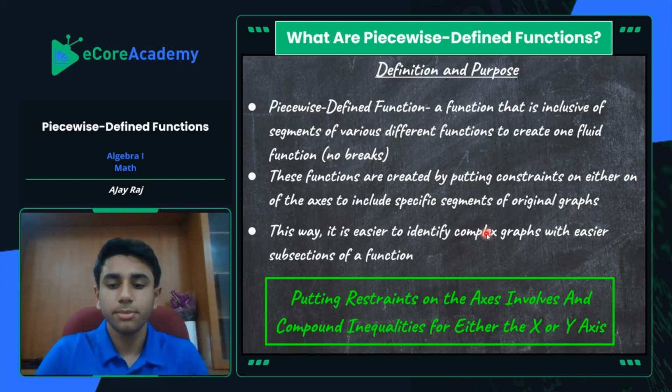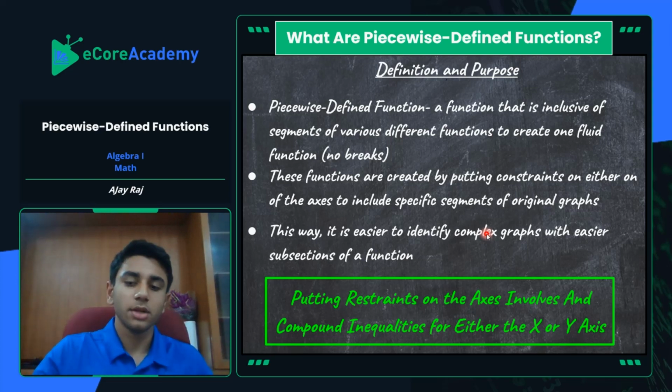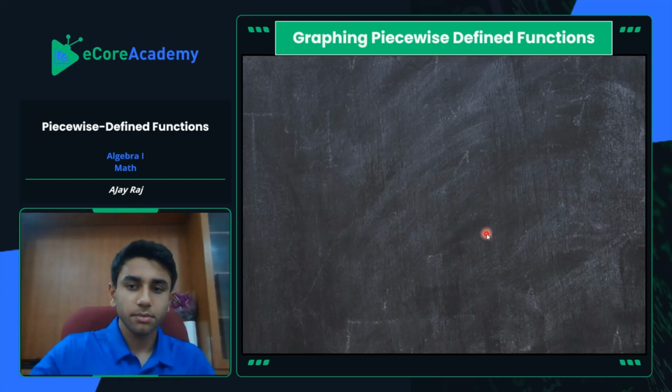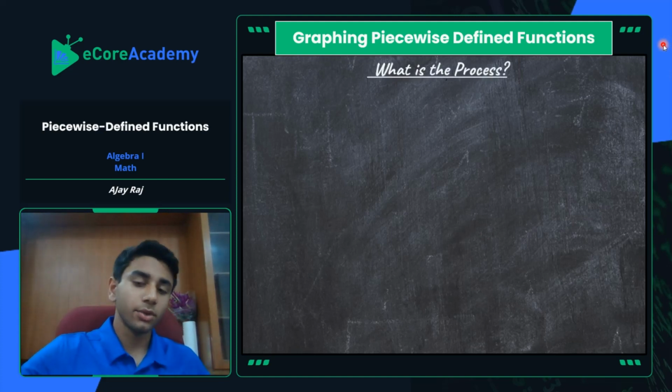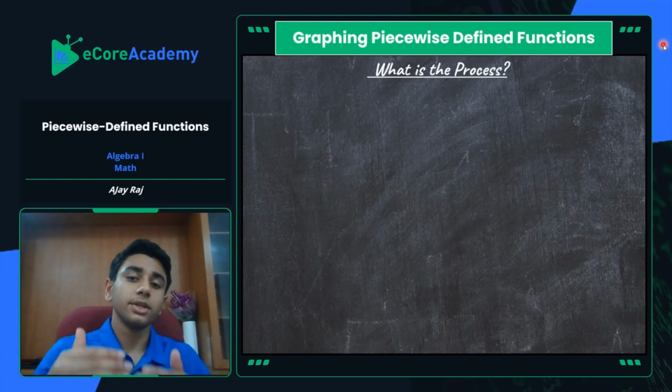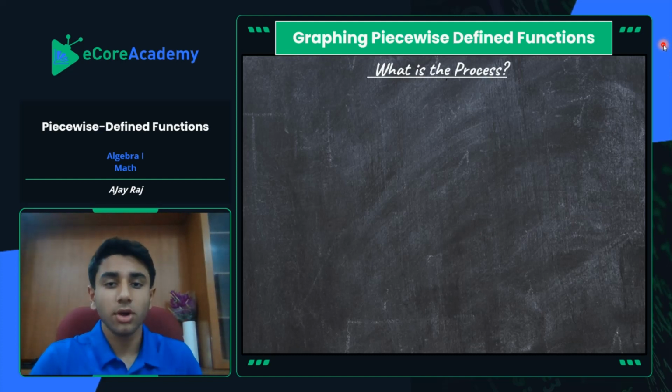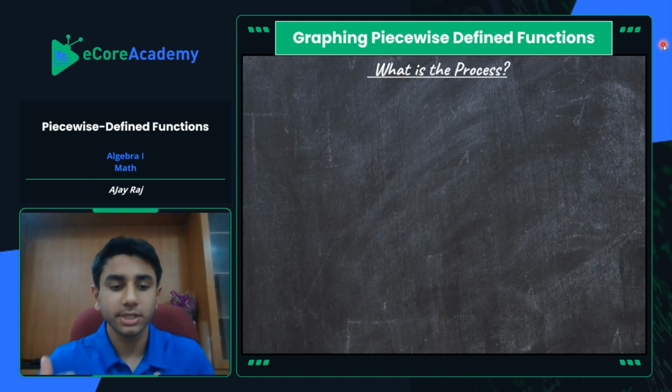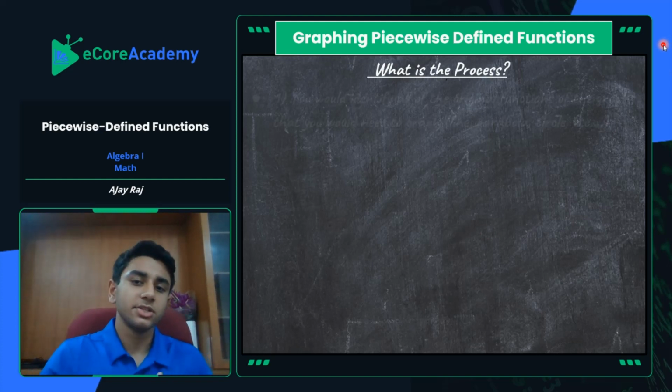We'll use that built-up knowledge to actually graph this, to use this in graphing practice. So, graphing piecewise-defined functions. Let's look at exactly what the process is like, and then of course I'll show you an example, and then we're going into more complex artistry with this whole piecewise-defined function graphing. So what exactly is the process?